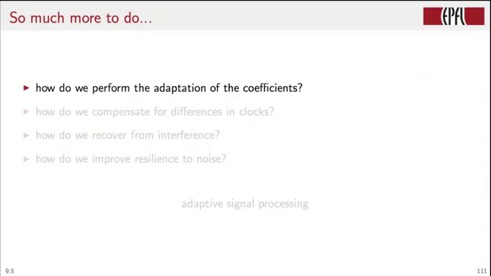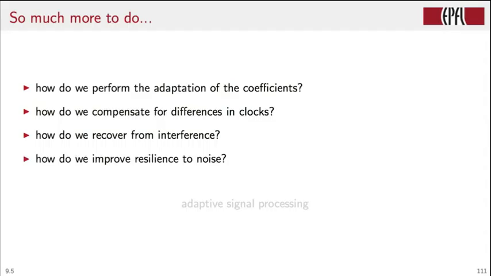What we have seen is just a qualitative overview of what happens inside of a receiver, and there are still so many questions that we would have to answer to be thorough. For instance, how do we carry out the adaptation of the coefficients in the equalizer? How do we compensate for different clock rates in geographically diverse receivers and transmitters? How do we recover from the interference from other transmission devices? And how do we improve the resilience to noise? The answers to all those questions require a much deeper understanding of adaptive signal processing, and hopefully that will be the topic of your next signal processing class.